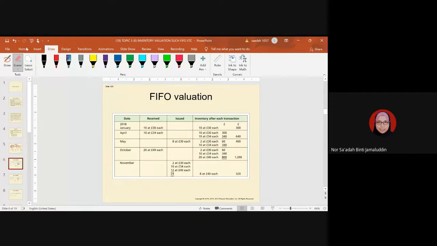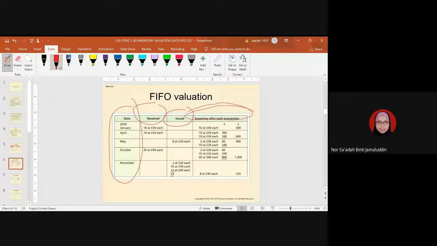This is the solution. You must prepare this table. So put the date first and then the receipt part, issues, and this is the balancing figure of your inventory and also on your amount. So in the term of maybe cost, sometimes maybe your sales revenue. So the first one is on January, we bought some stock, 10 stock, RM30 each.